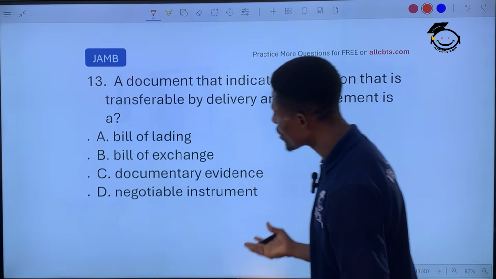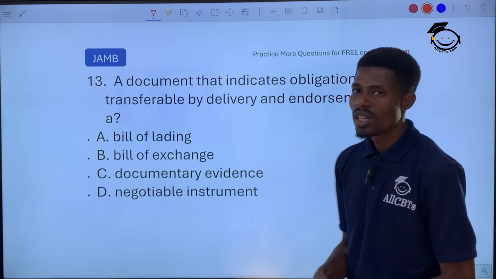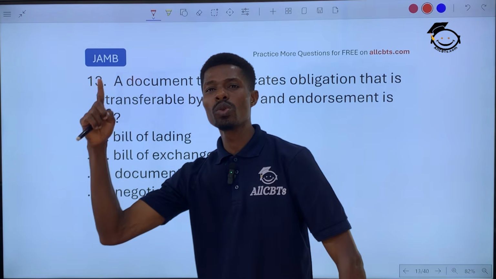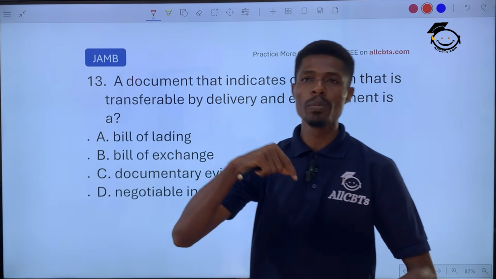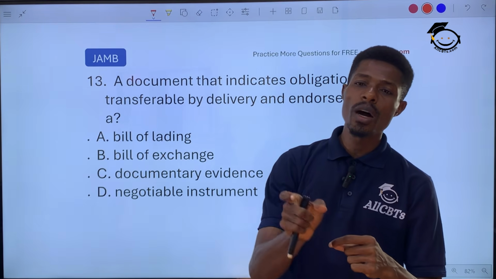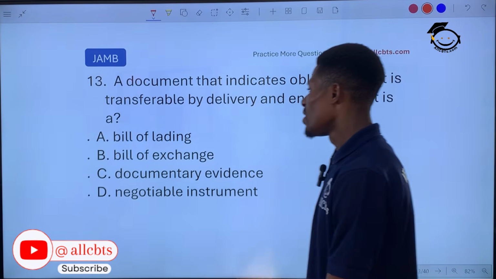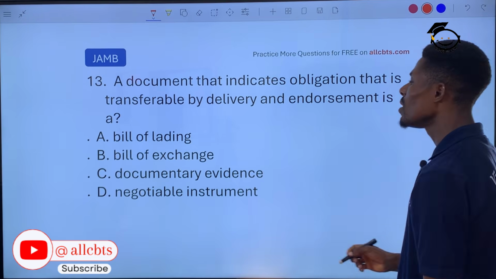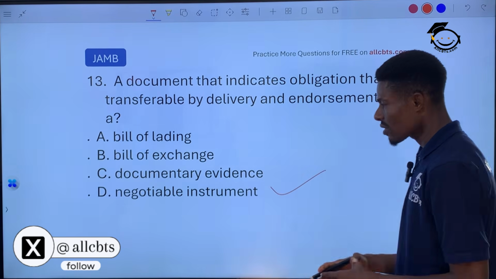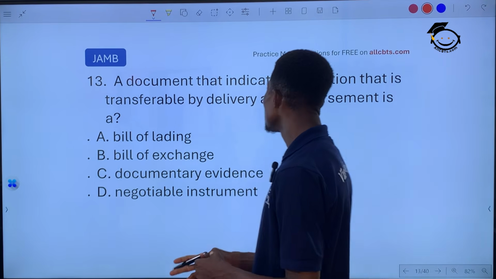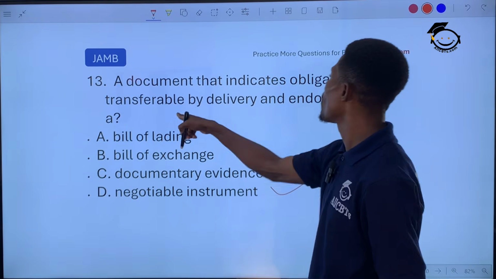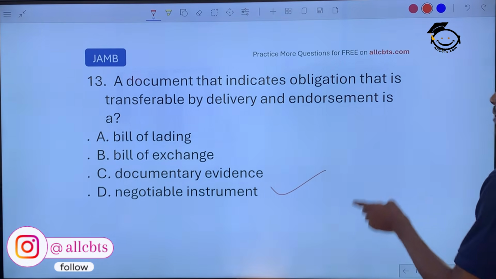The answer will not be bill of exchange, because a bill of exchange talks about a document for goods that have been exchanged, taken from the producer or retailer or wholesaler to the final consumer. Our answer will be negotiable instruments. A negotiable instrument is a document used to show obligation that is transferable by delivery and endorsements.